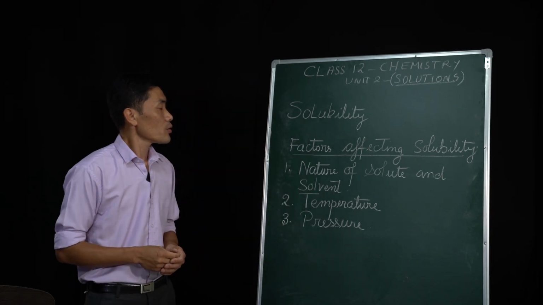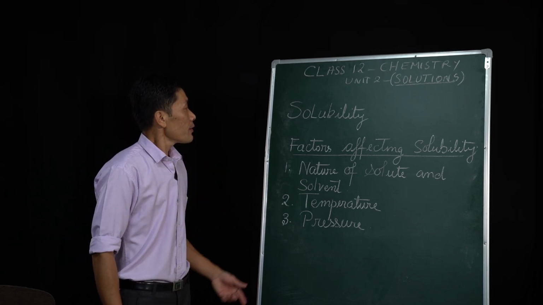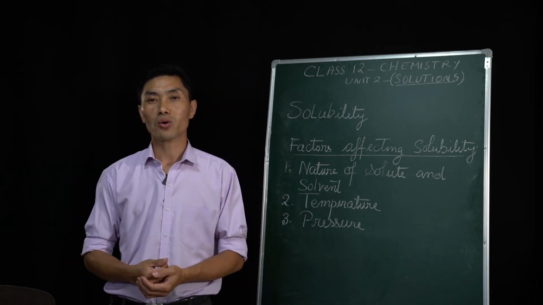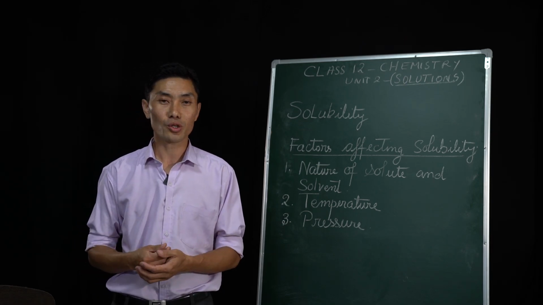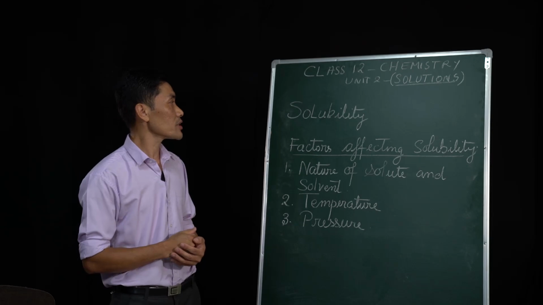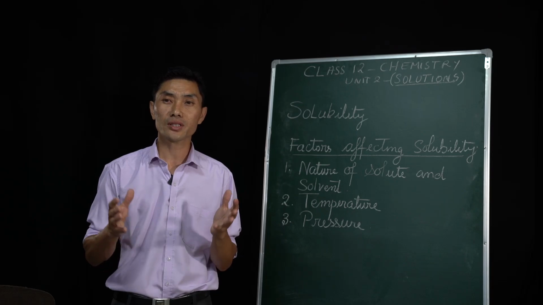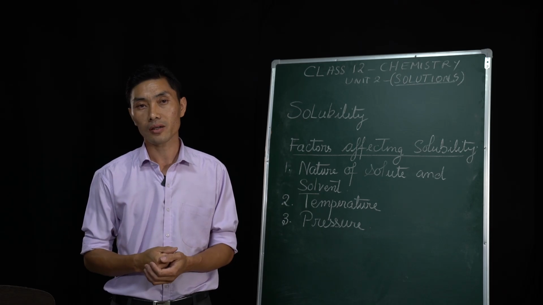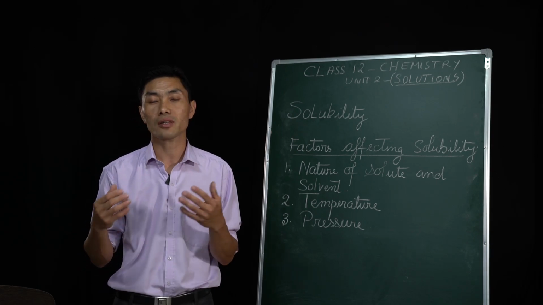Now today, we will discuss solubility. Solubility refers to the maximum amount of any substance that can be dissolved in a given amount of a solvent at a given temperature and pressure. How much of the substance can be dissolved in the given amount of the solvent will determine its solubility. If we can dissolve a huge amount of the substance, then its solubility will be high, whereas if we can dissolve only a small amount of the substance, its solubility will be low.